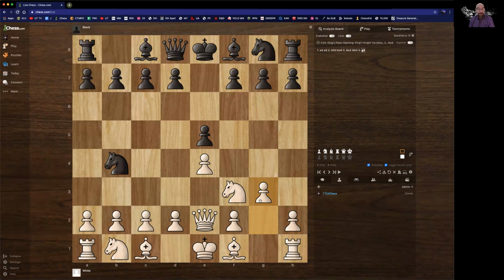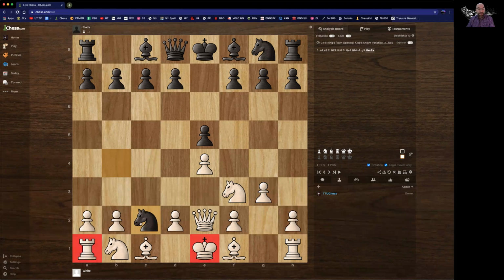Okay, welcome back. Hopefully all of you selected knight takes c2. Okay, what is the significance of knight takes c2? Well, first of all, it attacks the king, right? So we've put the king in check. But more importantly, or at least of equal importance, we've also attacked the rook.